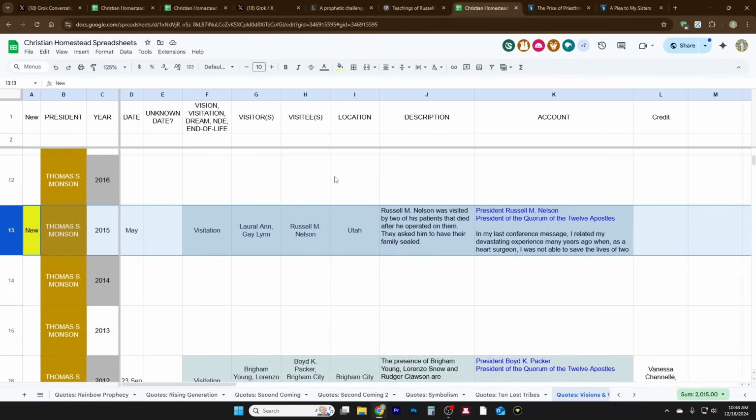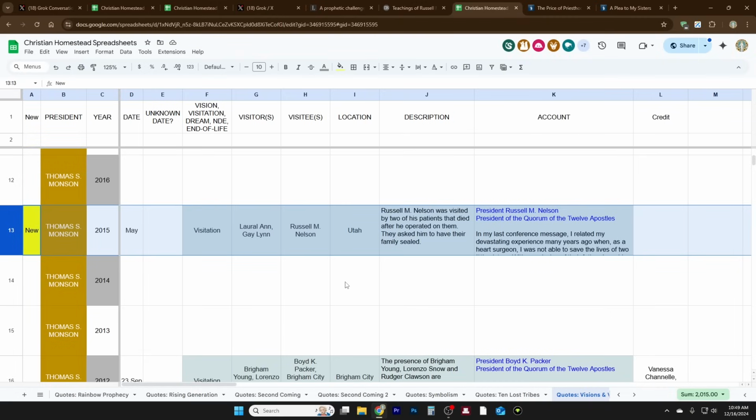So I asked Grok if President Nelson had any visions or visitations that I didn't know of, and up until this point, I don't have any on my spreadsheet from President Nelson. There is one time that he shared this story of his, I think it was his great or maybe great-great-grandfather, whose father had passed away, but then he visited him from the other side of the veil. He had shared that story, and I have that here, but I didn't have anything from President Nelson himself, and so I was wondering if Grok could find something, and it did.